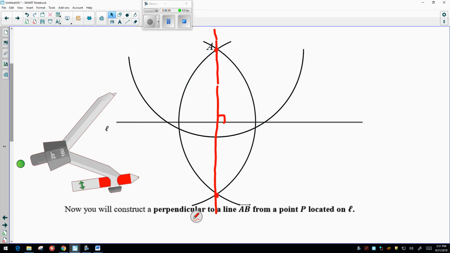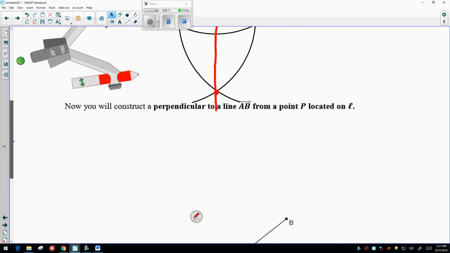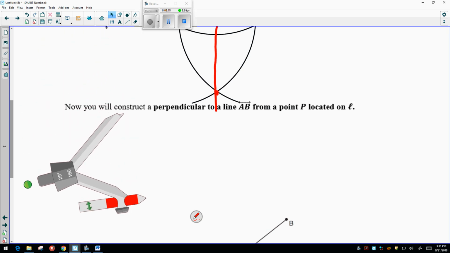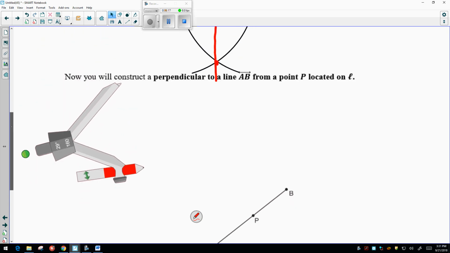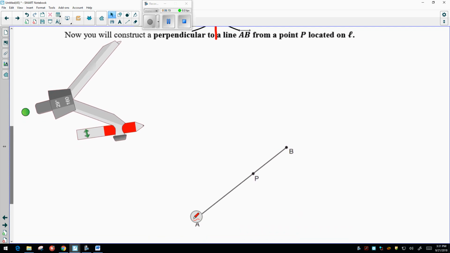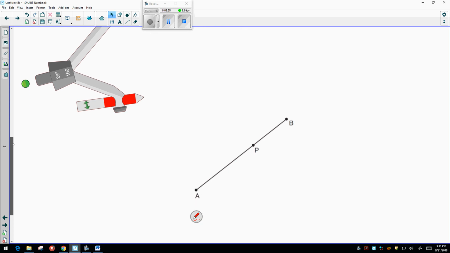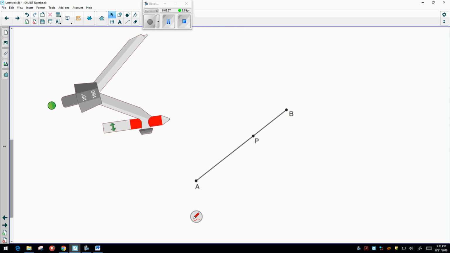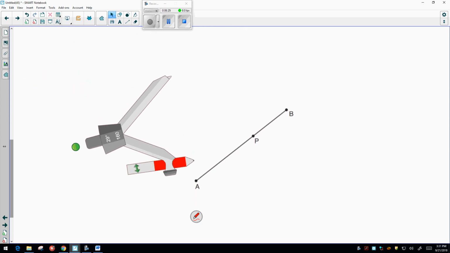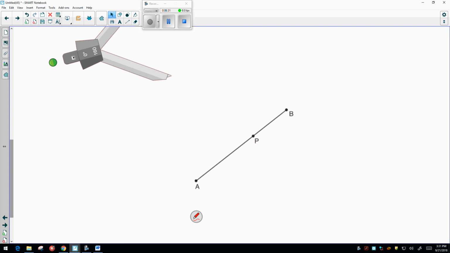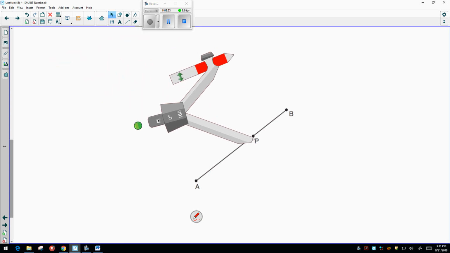And if we go below, we have one more construction to try. And this construction is now asking us to make a perpendicular line again, but notice where our starting point is. Our starting point is actually on the line. So again, slightly different. A lot of the same steps are going to be used, but just a different looking picture to begin with. So I'm going to pull our compass down.